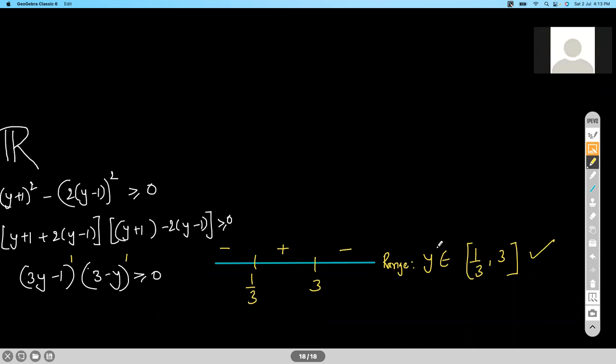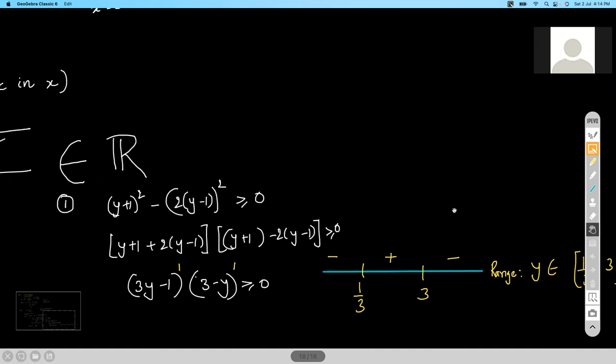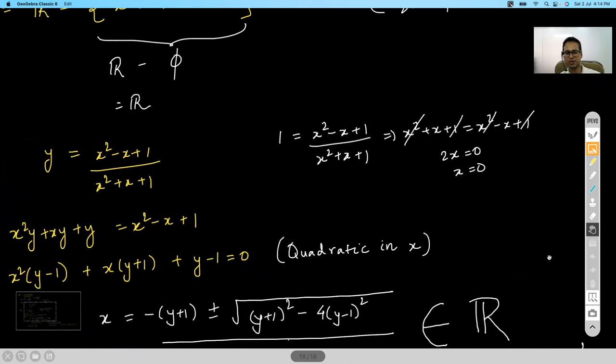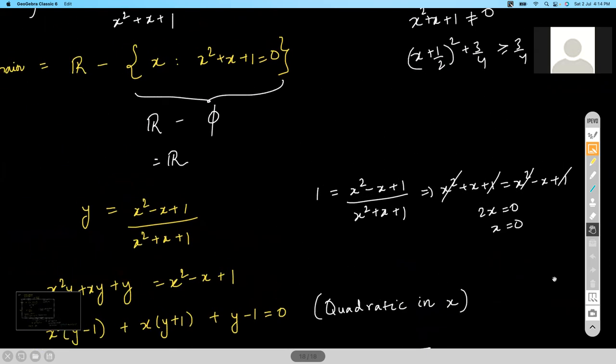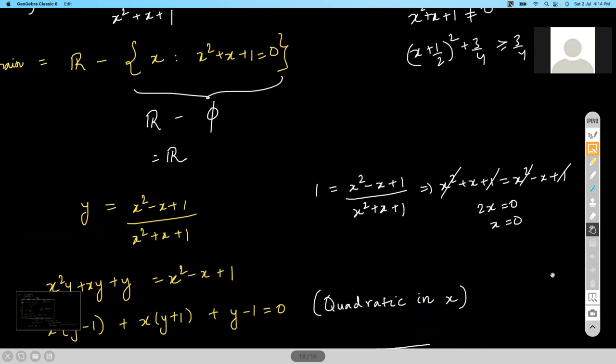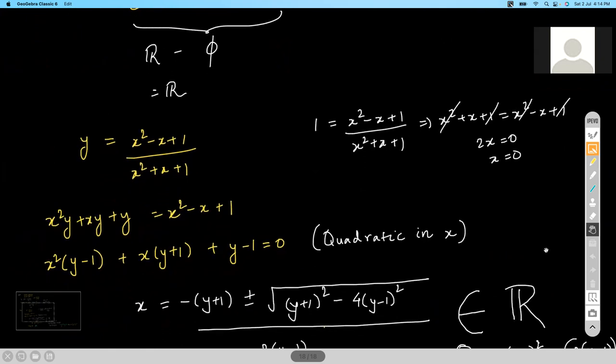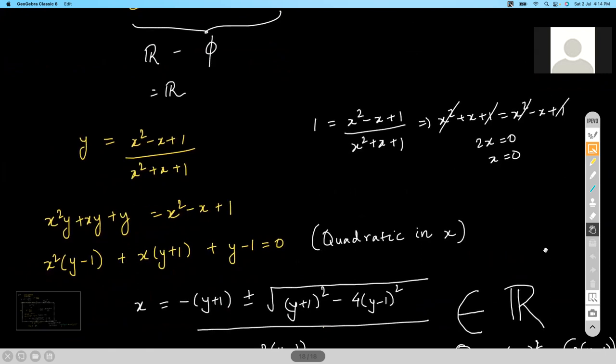Sir, I had a doubt. Yes, tell me. Sir, I think you might be able to do this without changing the equation in terms of y and solving the quadratic equation. Okay, tell me the process. Sir, I think you might be able to do it directly from here. You might be able to judge that x square minus x plus 1 divided by x square plus x plus 1 is always lesser than 1 or something like that. I've been trying to do that, but I'm not getting the correct answer. Could you please show how to do it from that?